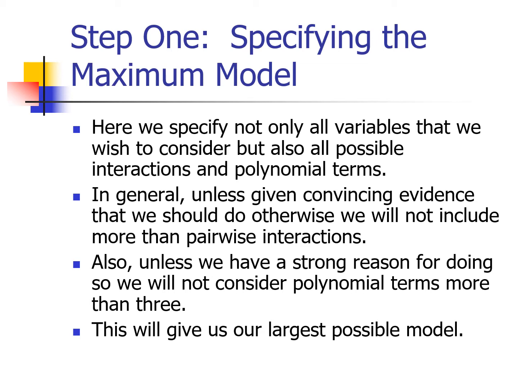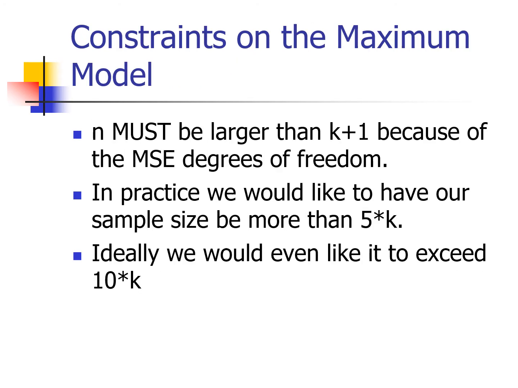So, between the number of variables in our model, plus the number of pairwise interactions, plus the additional squared and cubic terms, that will help us create our maximum model. So, what are the constraints on our maximum model? That is, how many variables can I put in there? Could I put 10, 20, 100, 1,000? Well, the only real constraint on the number of variables we can put in our model is that it's limited by the size of our sample.